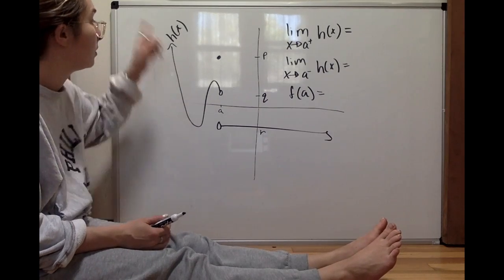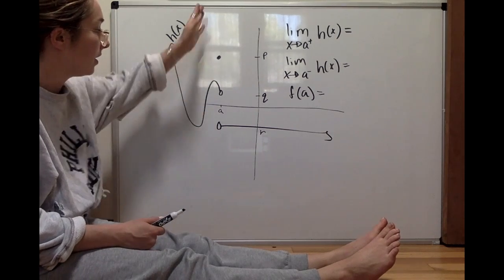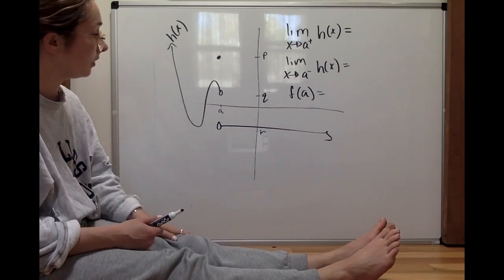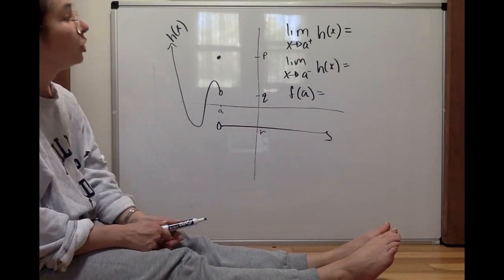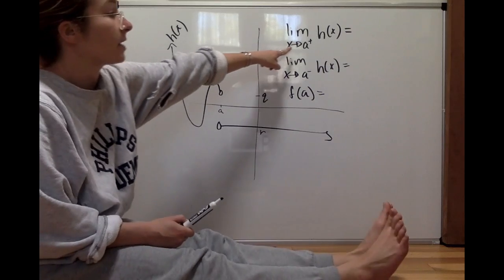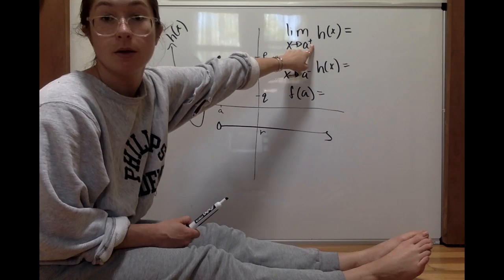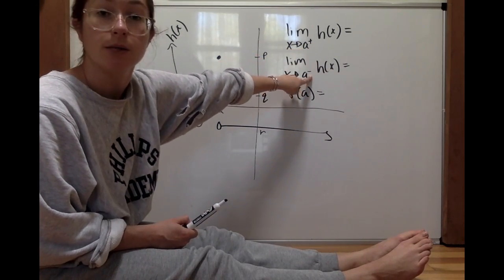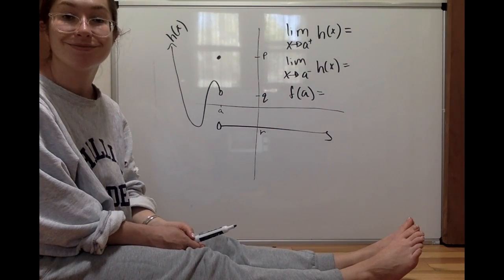So here's a function. I labeled it h of x. This x value is a, and these are the three y values that are of interest: p, q, and r. So try answering these questions. What is the limit as x approaches a with a plus sign? What does that mean? What is the limit as x approaches a with a negative sign? What does that mean? And f of a. Again, it should be h of a. I did it again. Oh no.